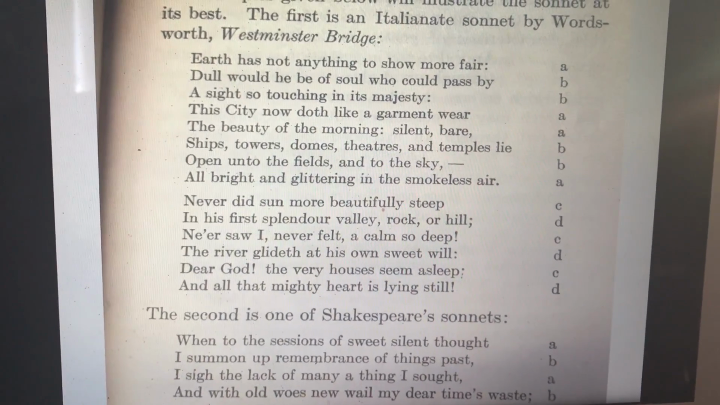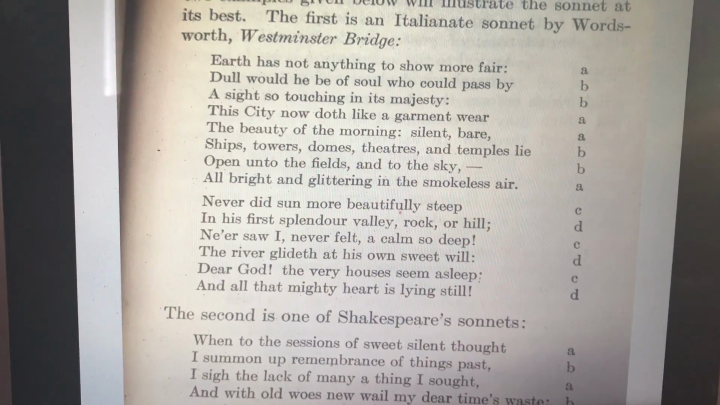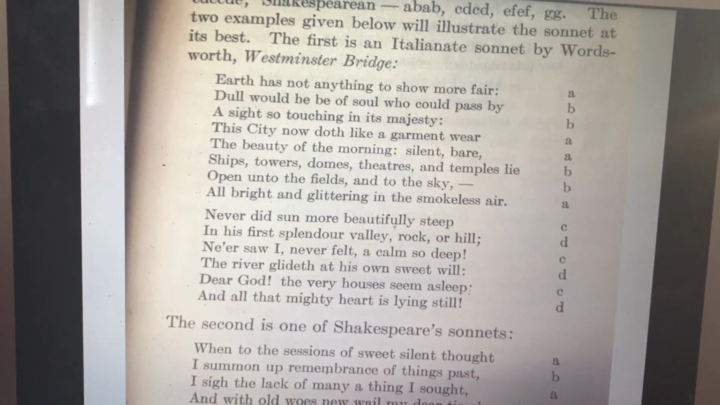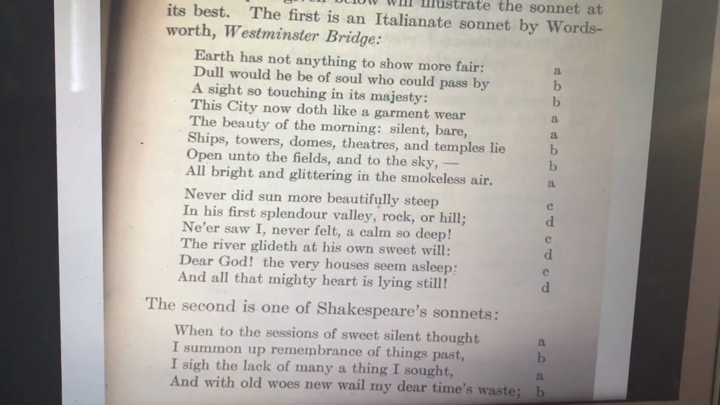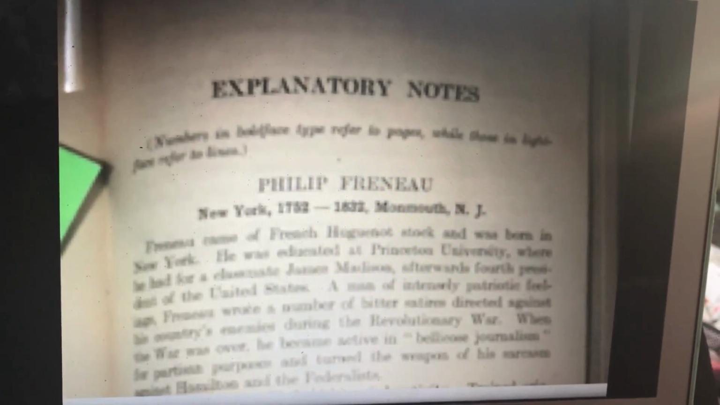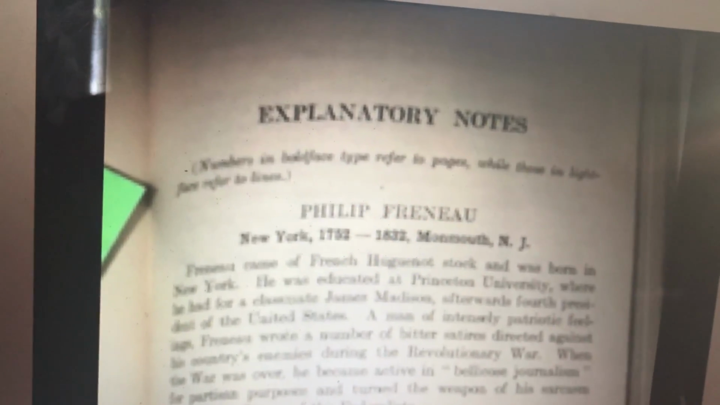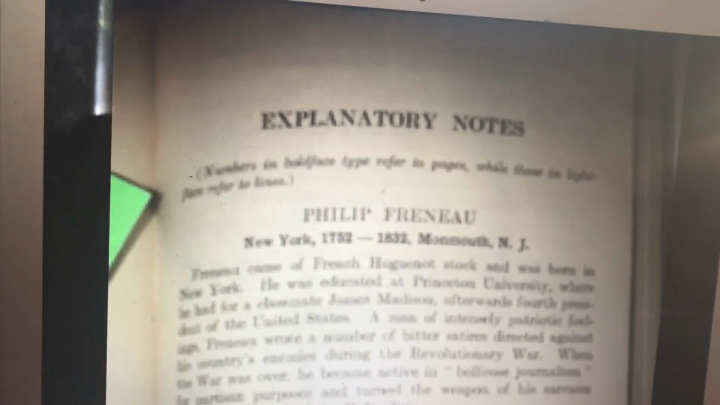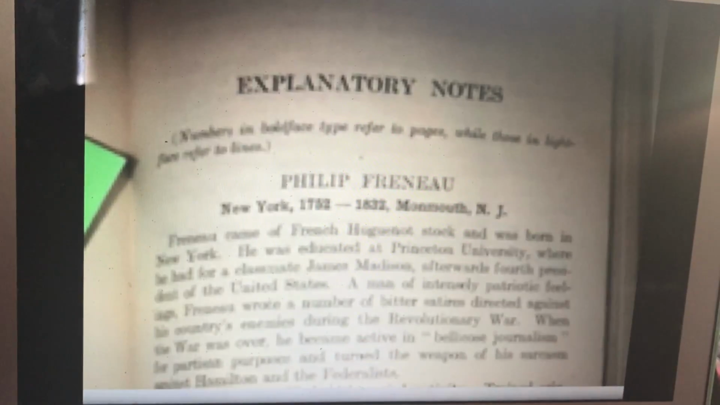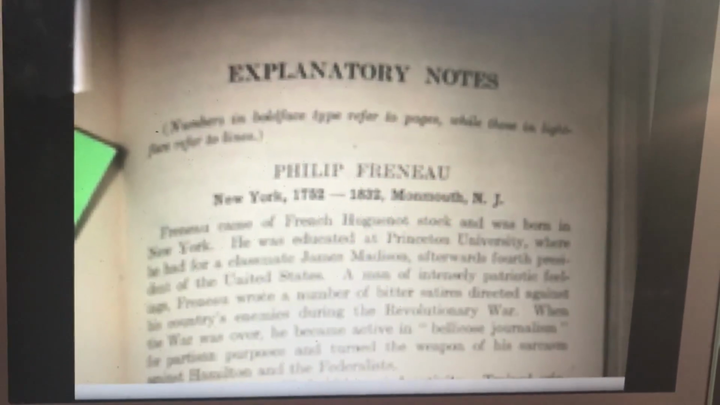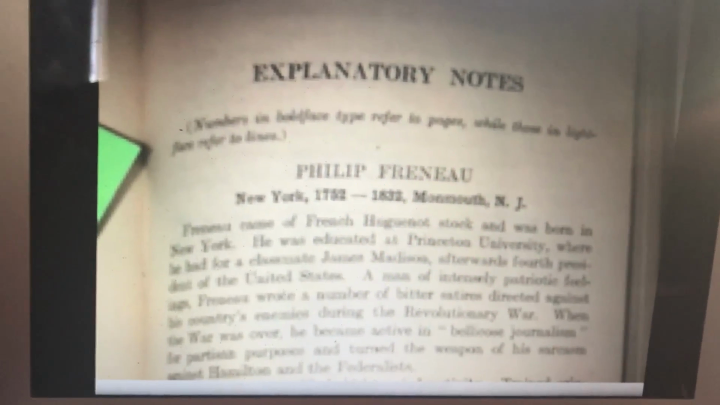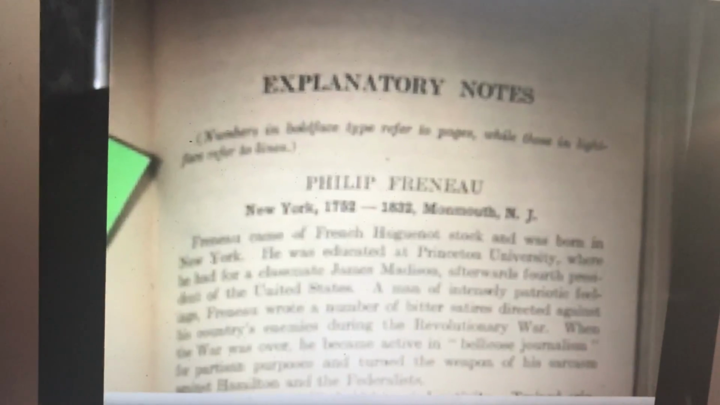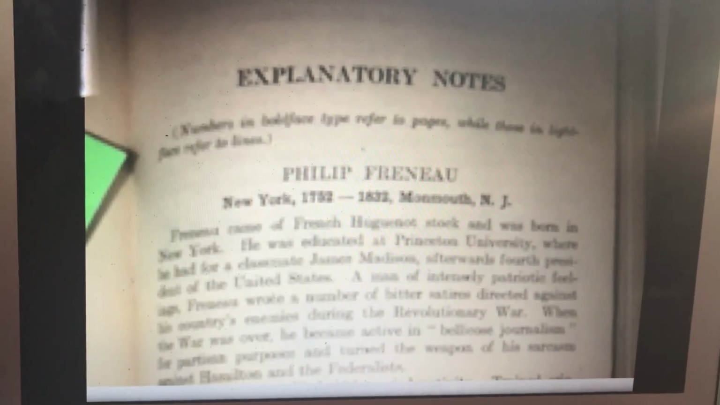Here are two examples of the different types of sonnets that were introduced to students. You have one that was by Wordsworth and another one by Shakespeare. This was the last part of the book. It has explanatory notes. This is where students will be able to learn about the poets, when they were born, where they were from, when they died, along with information broken into chunks of each poem. It breaks down the poem so students are able to understand it better.